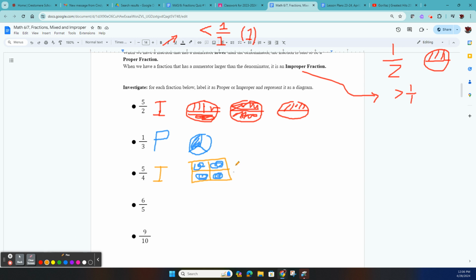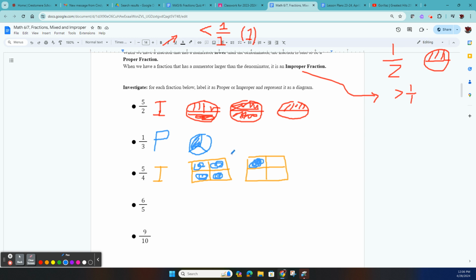Got to keep going, though. I need 5 fourths or 5 quarters. Notice my shapes. I'm trying my best to make them the same size. They should be the same size. Please try and do that yourself. So anyway, I'm going for 5 quarters. I've only got 4. Got to get my 5th.